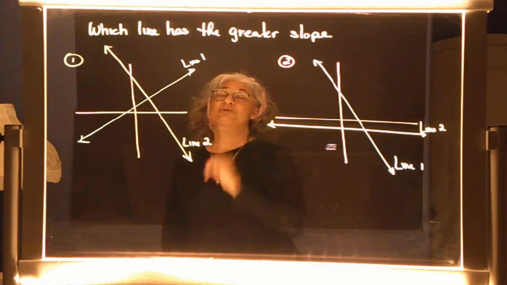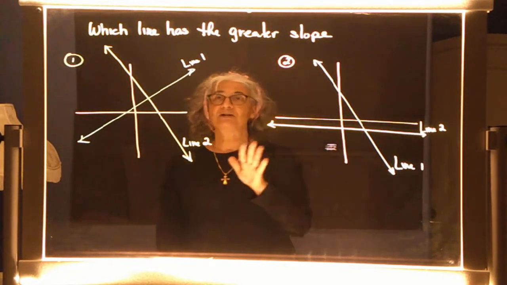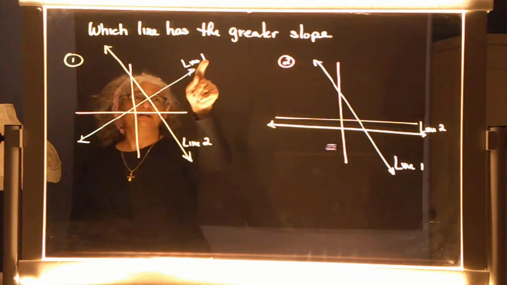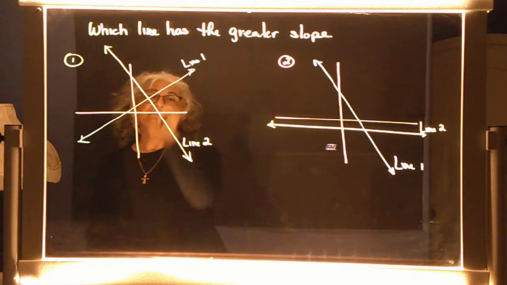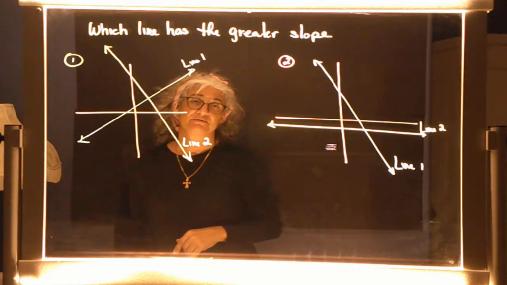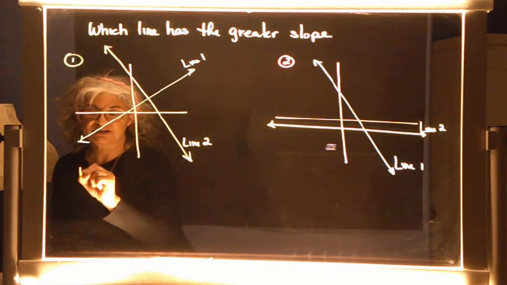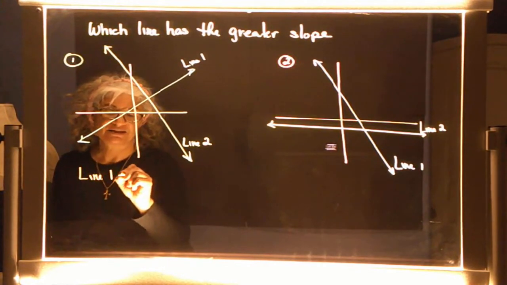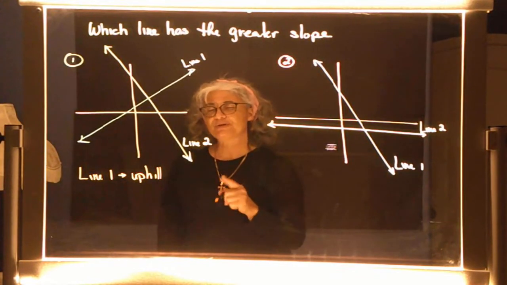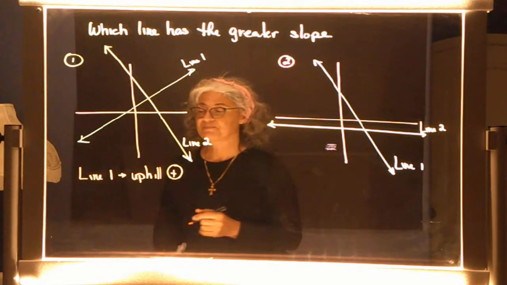Okay, so let's look at these directions. They want to know which line has the greater slope. So let's take a look at example number 1 over here. Line 1 has an uphill climb, doesn't it? Line 2 has a downhill climb, or descent, I should say. Agreed? Okay, so let's look at line 1. Since line 1 is going uphill, that means its slope is what sign? Yeah, that means its slope is positive.